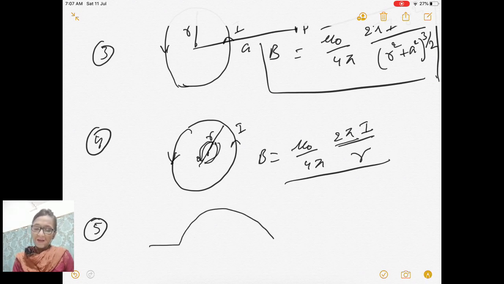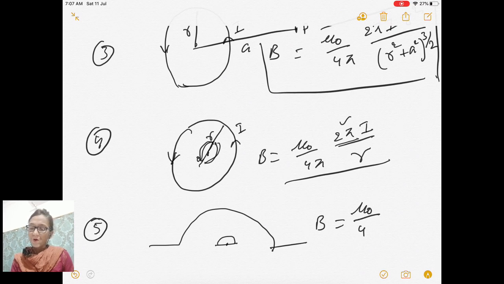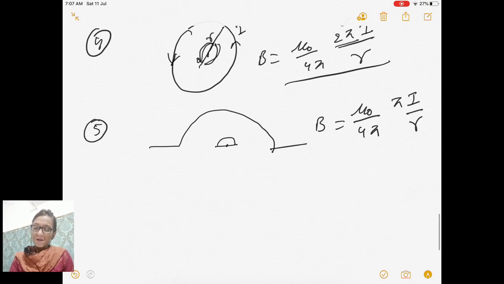So if you have a semicircular loop, what will be the magnetic field? Here the field will be the same, but now it is making an angle of only pi, so 2 pi is replaced by pi: mu naught upon 4 pi pi I upon R. And suppose it is making only 1/4 of an arc.